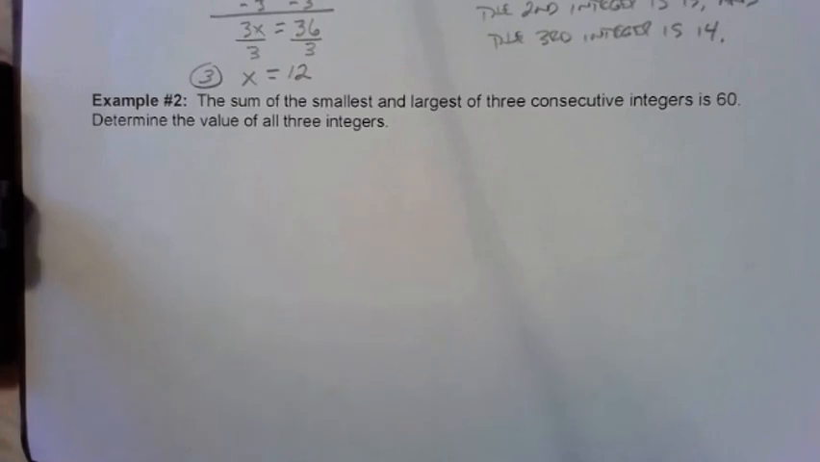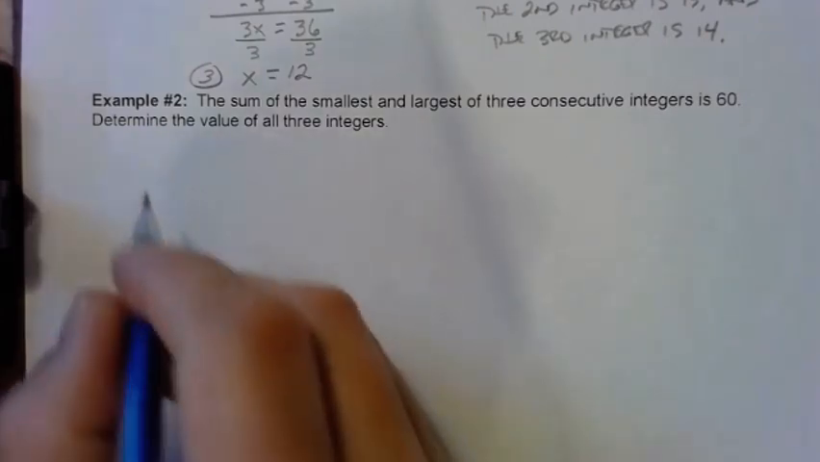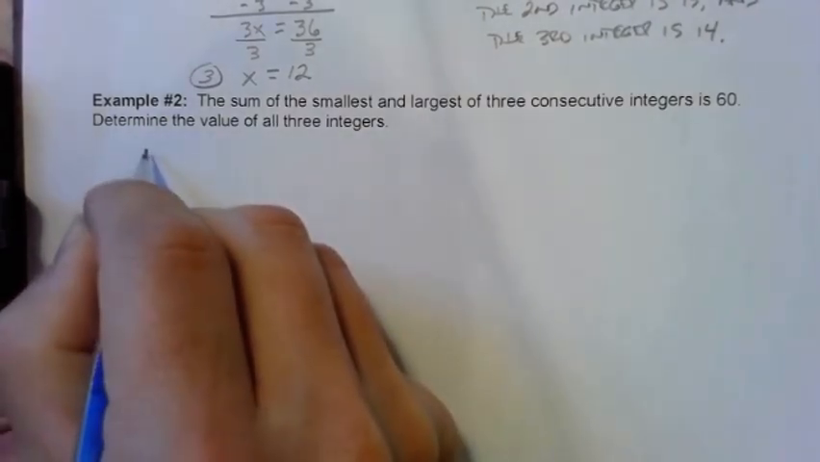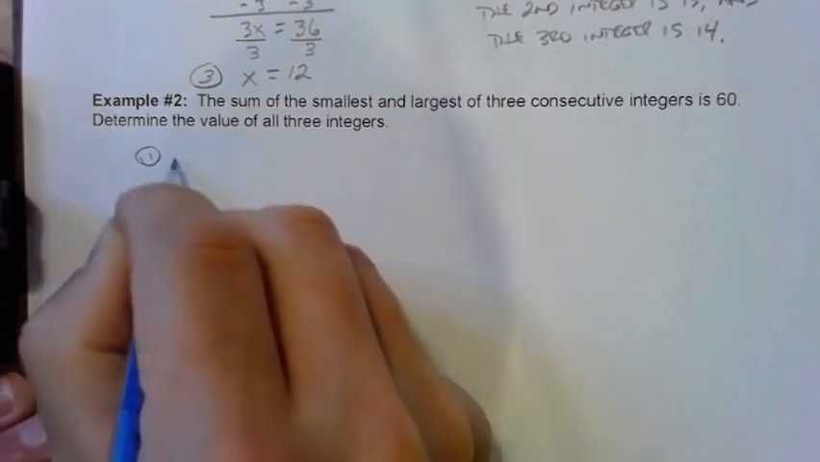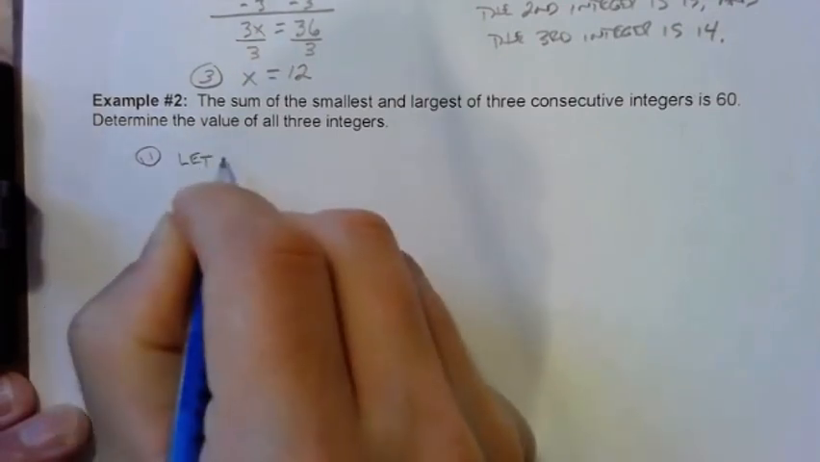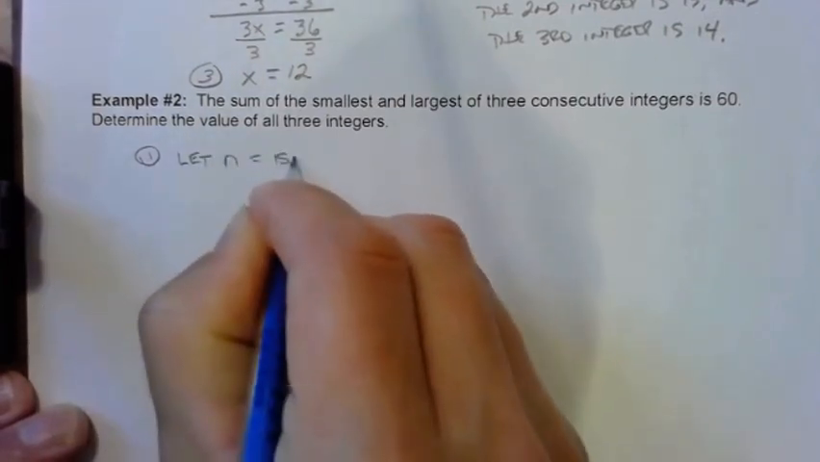In our next example, we're told that the sum of the smallest and largest of three consecutive integers is 60. Determine the value of all three integers. Okay, so for this example, our setup is going to be very similar to the first example that we did. We're going to let some variable, let's use n this time, let n equal the first integer.